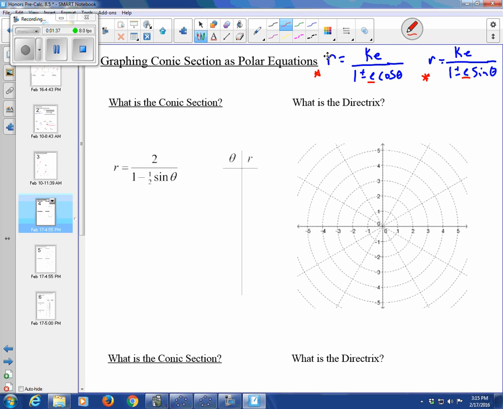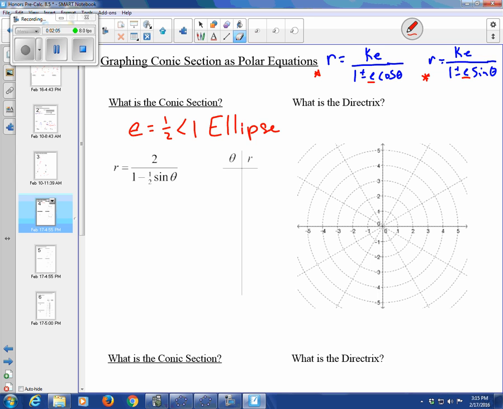So for this first equation, we've got r equals 2 over 1 minus 1/2 sine theta. And we can see that that lead 1 in the denominator tells us that this 1/2 is going to be the eccentricity that defines this conic section. And that is an eccentricity of 1/2. Since that's a number less than 1, we can say that when we graph this, we're going to get the graph of an ellipse.